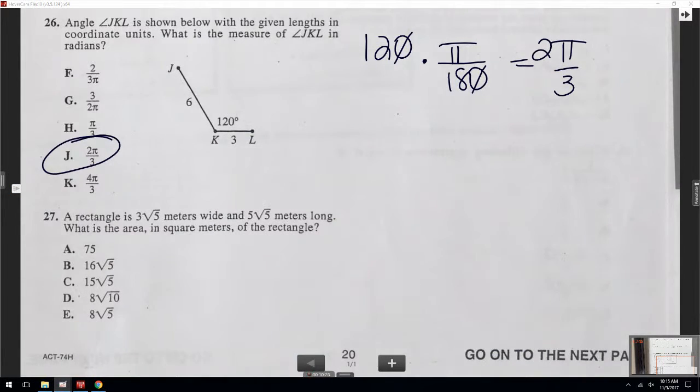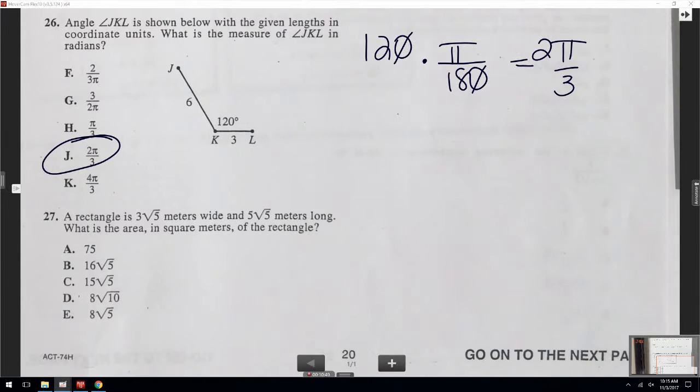Did y'all just guess, or did you do something? You did guess. All right, let's see. What about 26? Like, if you take the ACT in June, 26 would be like, I got this by the time we get done with trig. It'll be very easy. All right, 27. What's the question say?